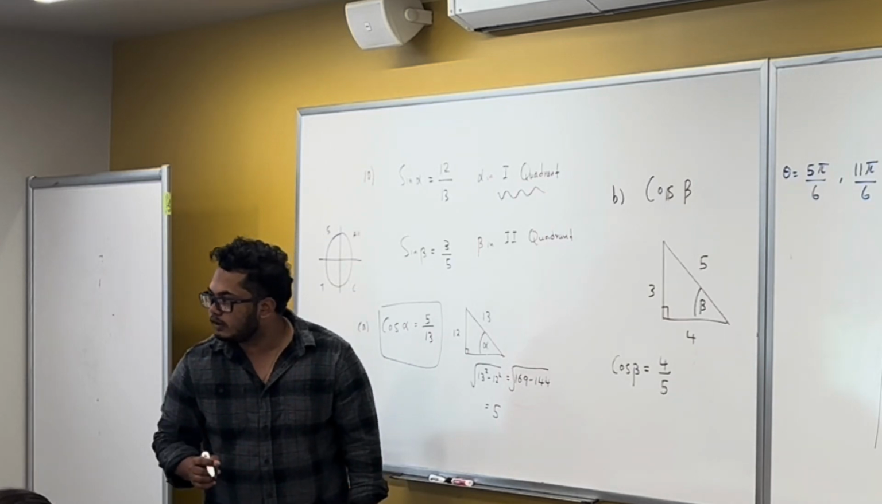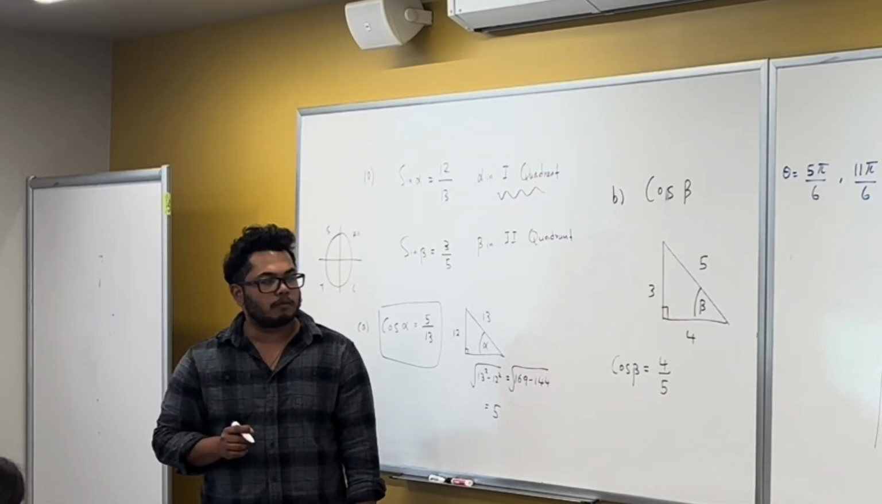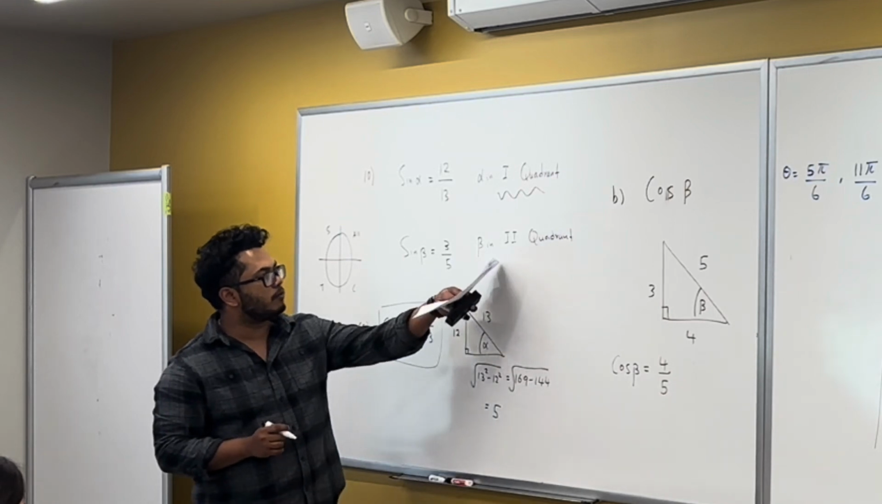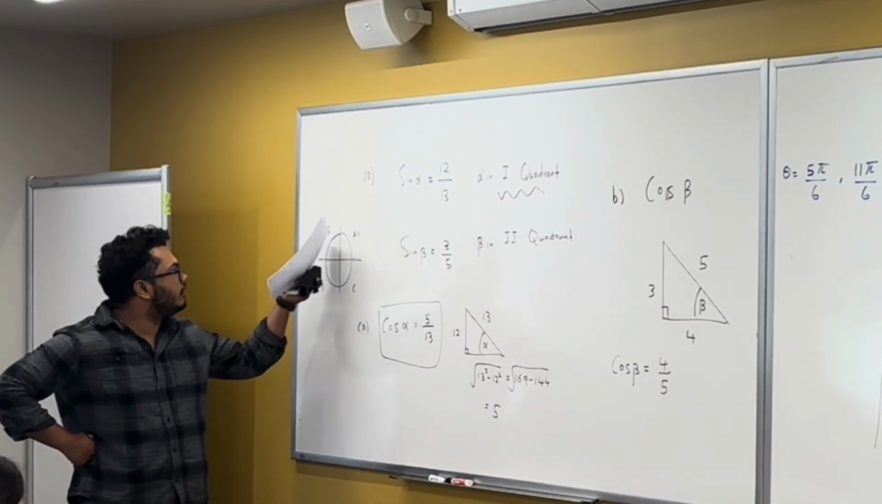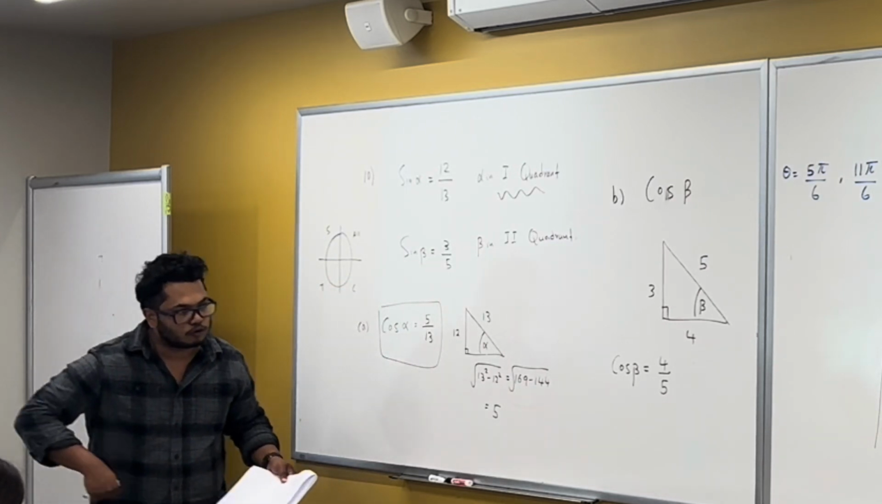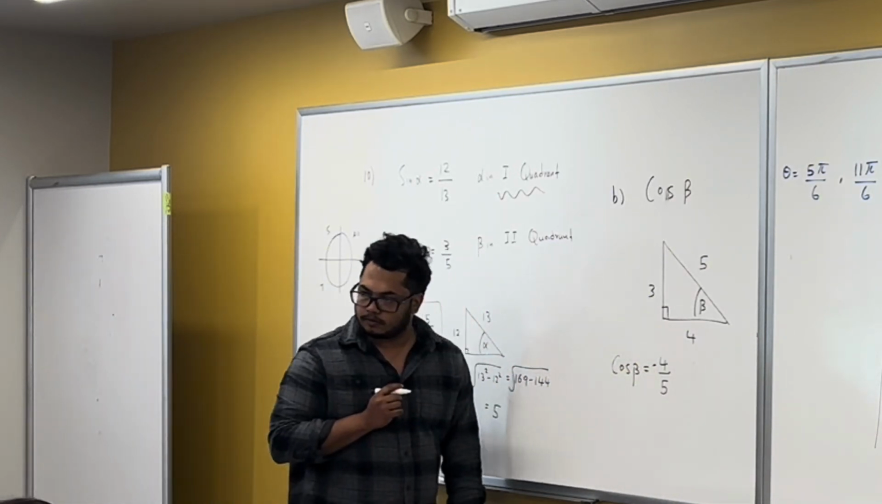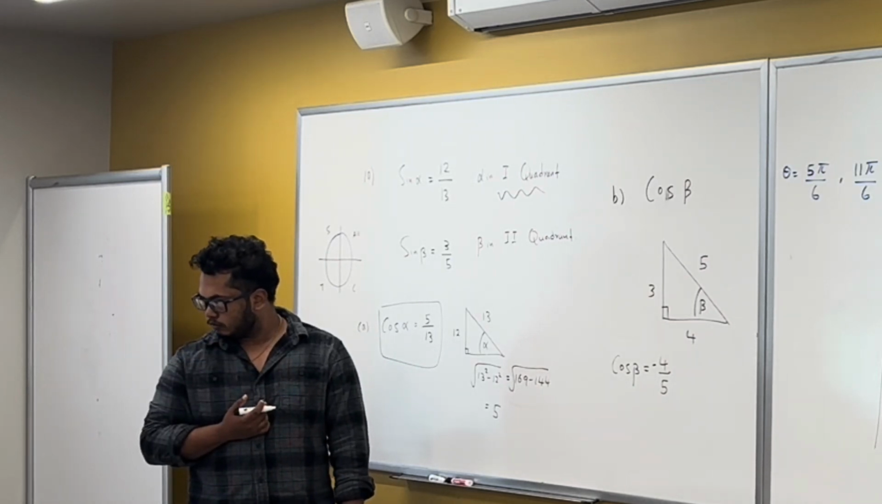But now I have to still decide if it's plus or minus. What do you think, guys? Is it plus or minus? Based on this information, beta is in the second quadrant. In the second quadrant, yes, sine is positive, but cosine is negative. So you have to put that negative yourself. Okay, that's the cosine value. Good.